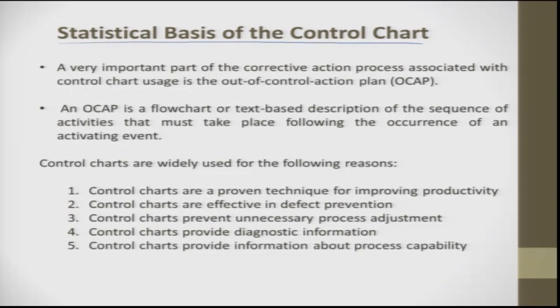Okay. The statistical basis for the control chart is a very important part of the corrective action process associated with the control chart, usually the out of control action plan, OCAP. An OCAP is a flow chart or a text based description of the sequence of activities that must take place following the occurrence of an activated event. So, it is like a cause and it is just what is the sequence of things to be done so that you can get back to your normal state. That is what the out of control action plan is. When the process goes out, what is the action plan to be taken?